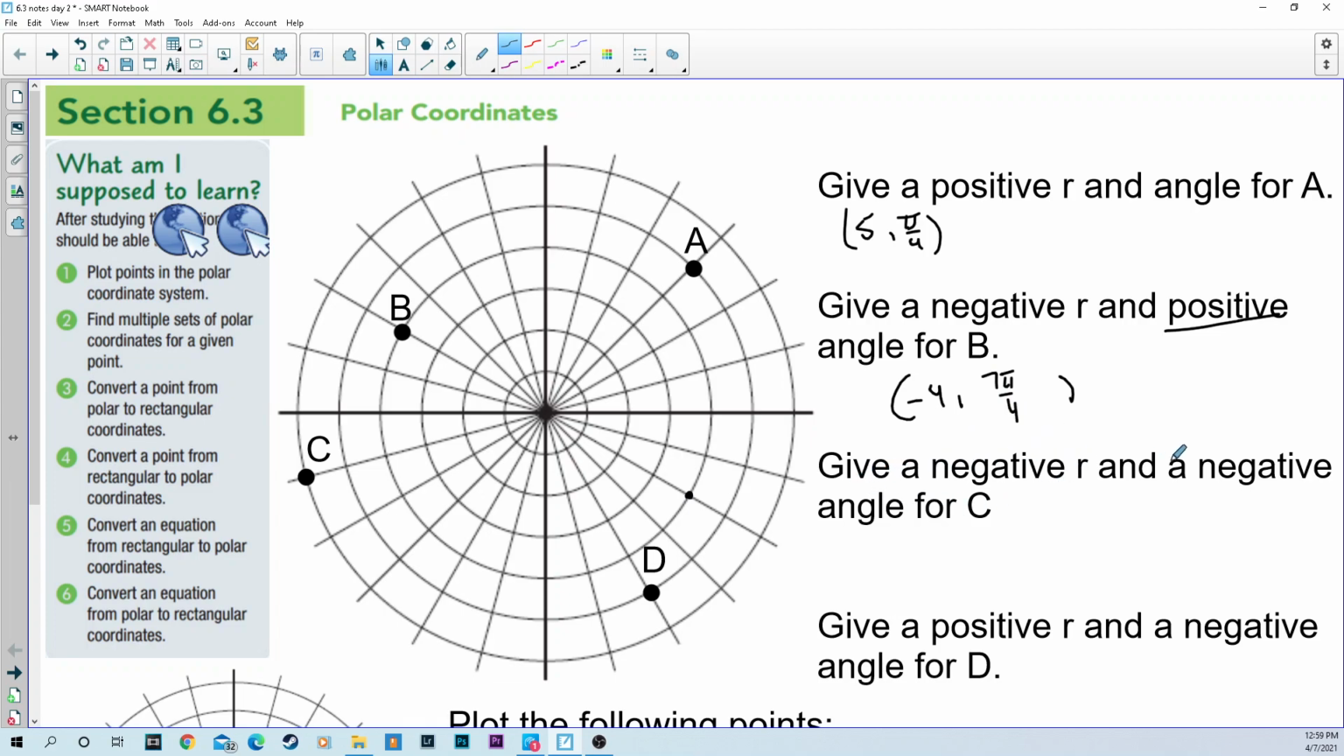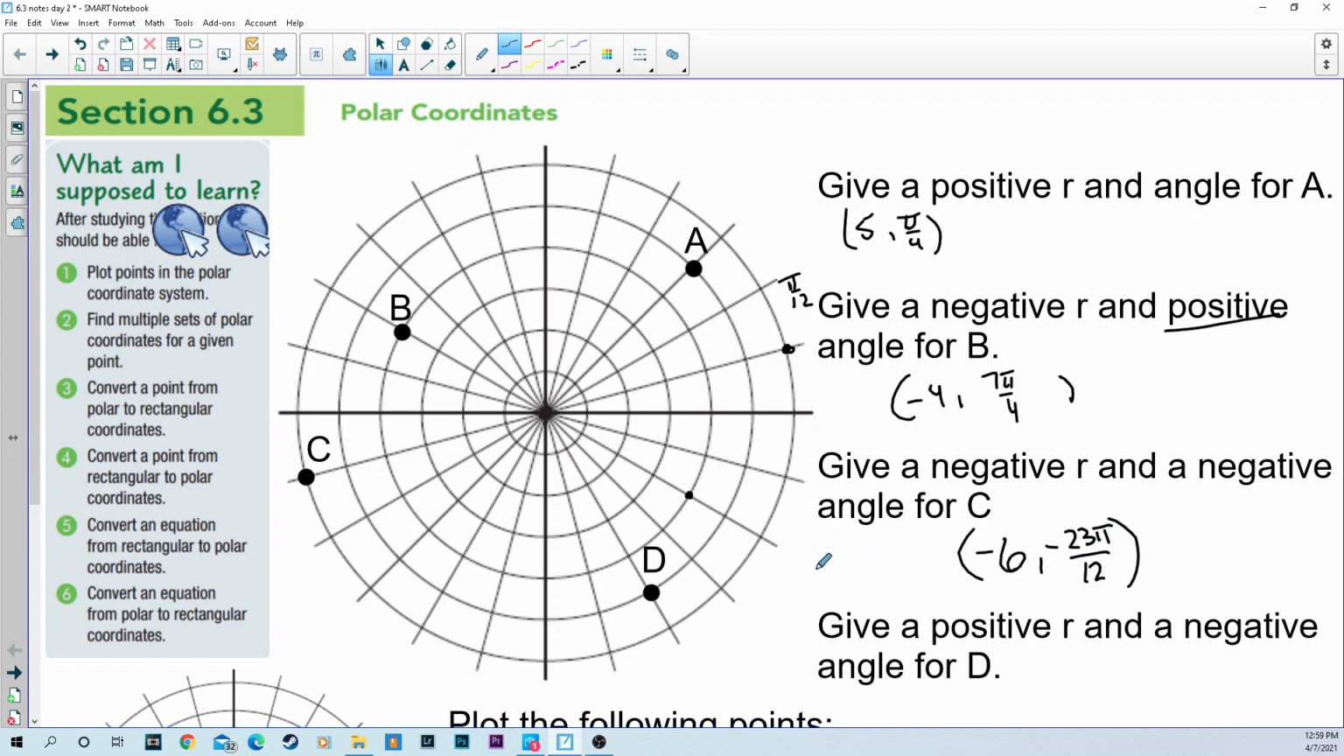Give a negative r and a negative angle for C. So negative r, that's 1, 2, 3, 4, 5, 6. I got to get to that point. And with a negative 6, that'll go in the opposite direction. Now I have to give a negative angle for that. And that's almost all the way around. Well, that's going to be a pi over 12. And all the way around would be 24 pi over 12. This must be negative 23 pi over 12.